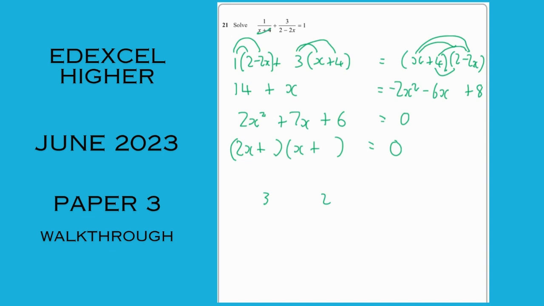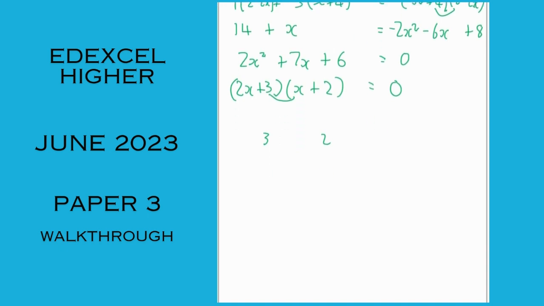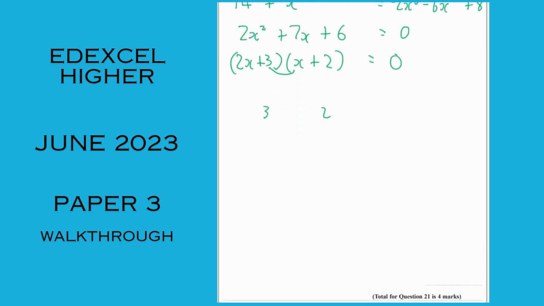So 3 2's are 6. Alright, so how can I make 7x? It's by having 3 lots of x, 2 lots of 2x. And so there we go. We've got it factorised. But don't forget, solving means it wants x equals. So one of the solutions is -2. And one of the solutions is -3 divided by 2. And there we go.